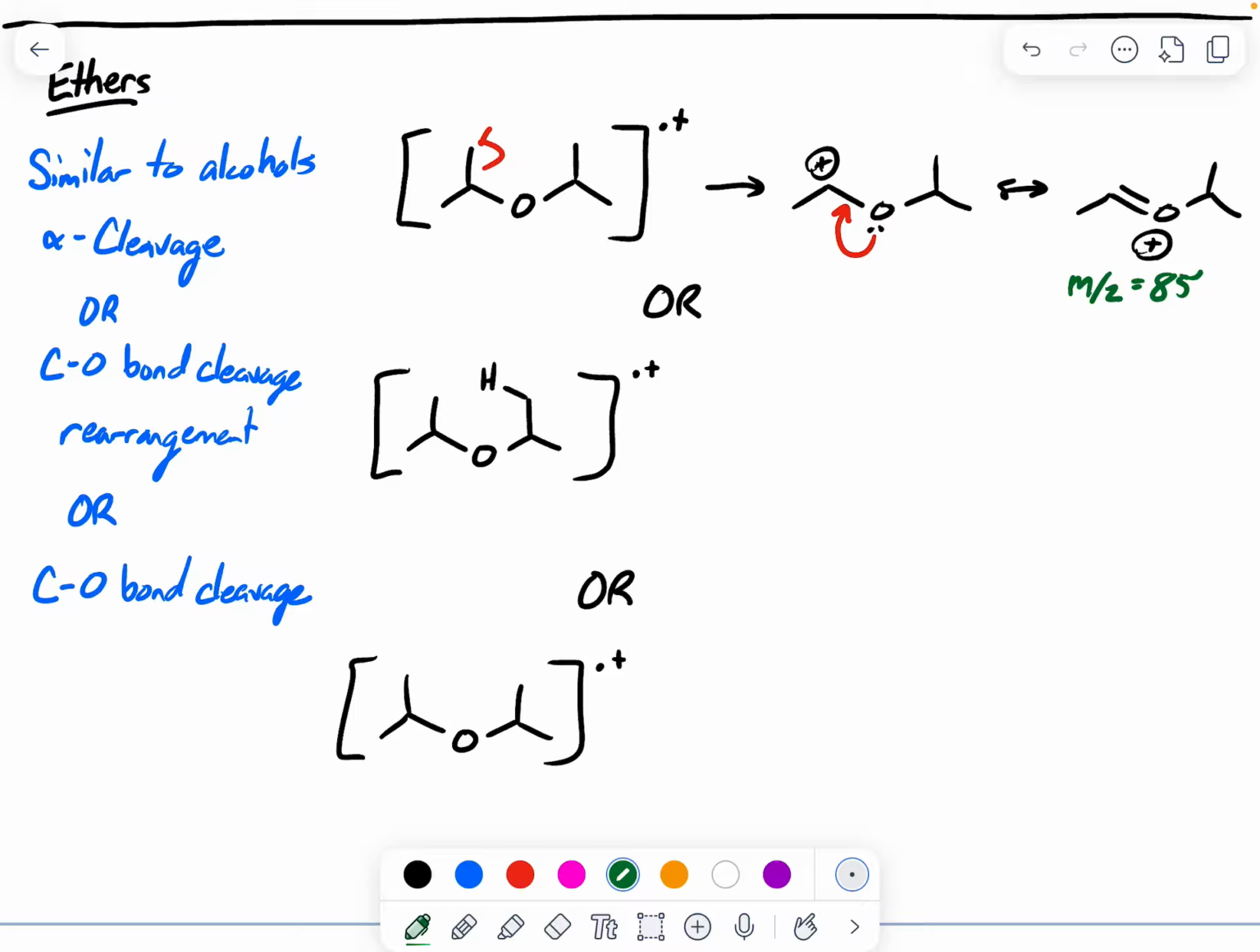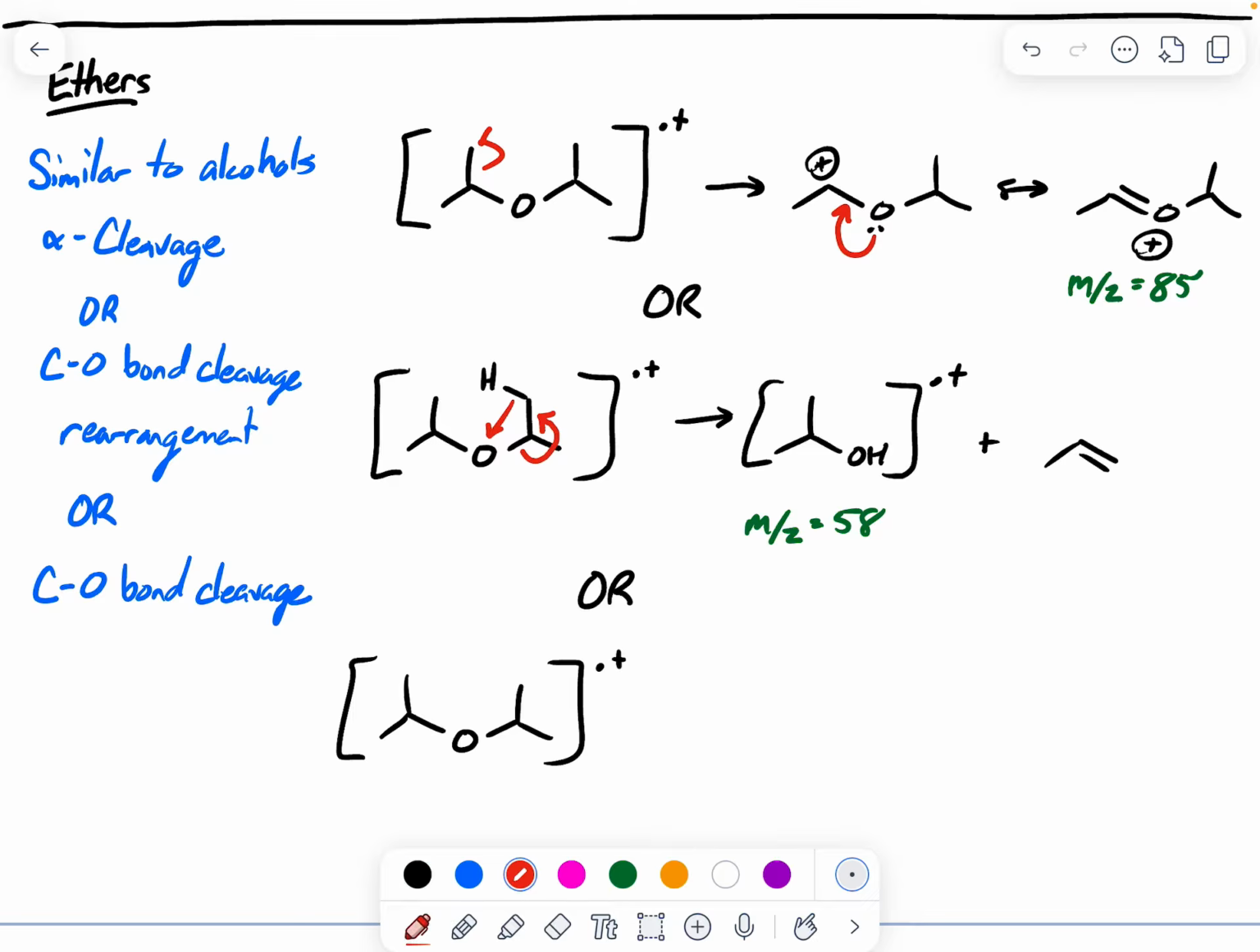Another thing that we can do is what's called the carbon-oxygen bond cleavage rearrangement, which is where whenever we cleave the carbon-oxygen bond, we can utilize the electrons from that bond to form an alkene, and then the oxygen can actually end up taking the electrons from a carbon-hydrogen bond that is beta. So what this does is it gives us a fragment in this case that is actually just a radical cationic alcohol. And in this example, it gives us a mass to charge of 58. Right, and so that's alongside this alkene that we generate on the side there.